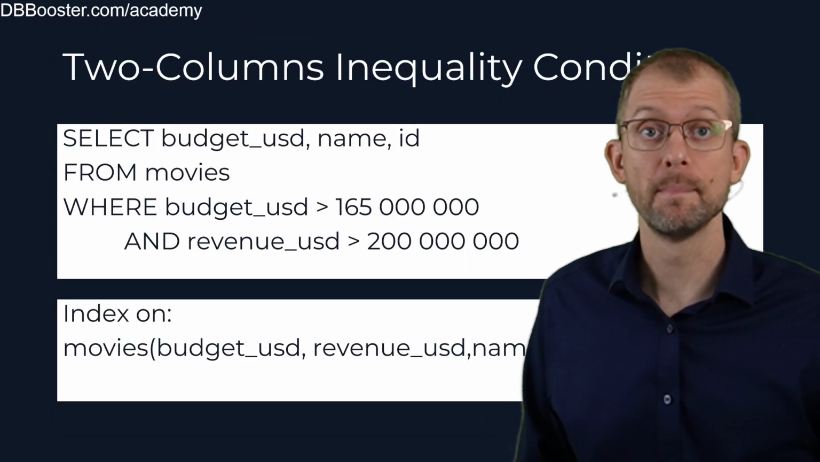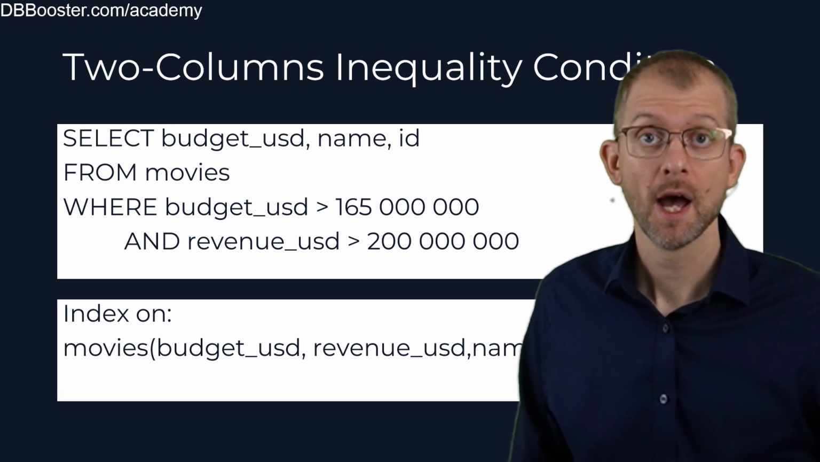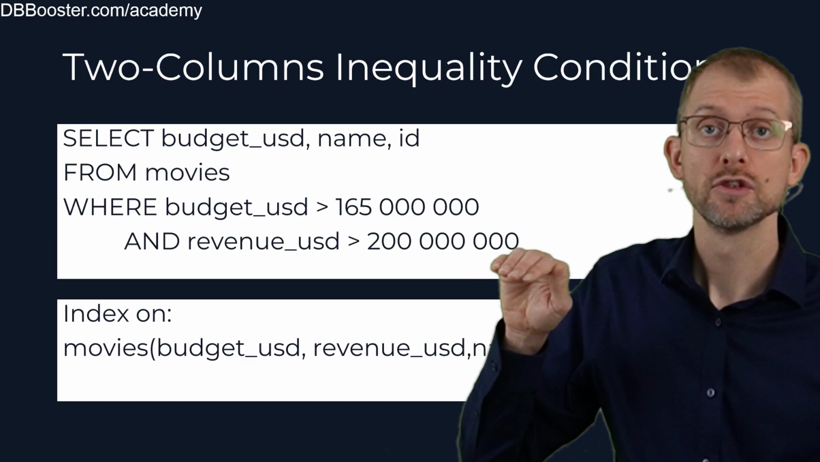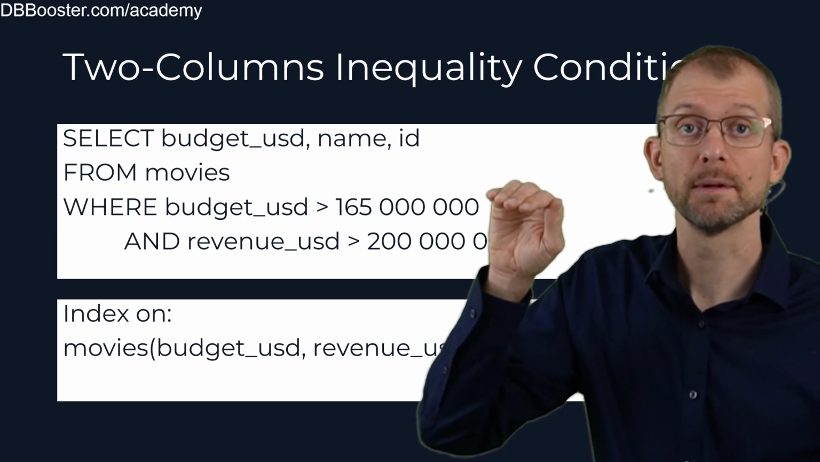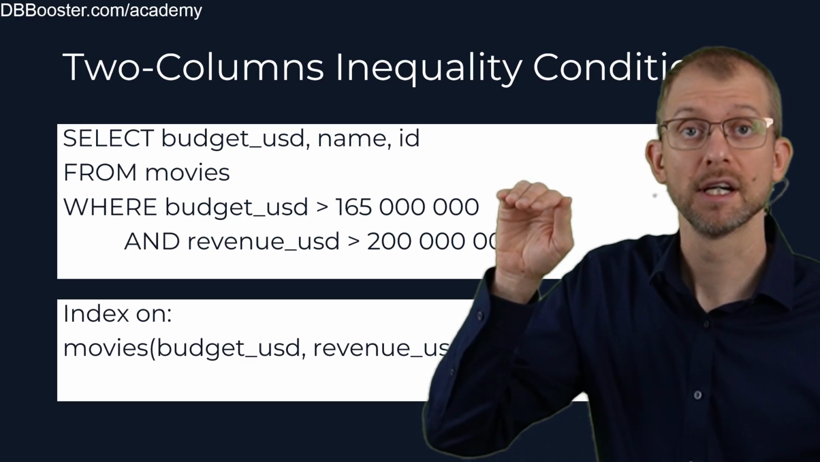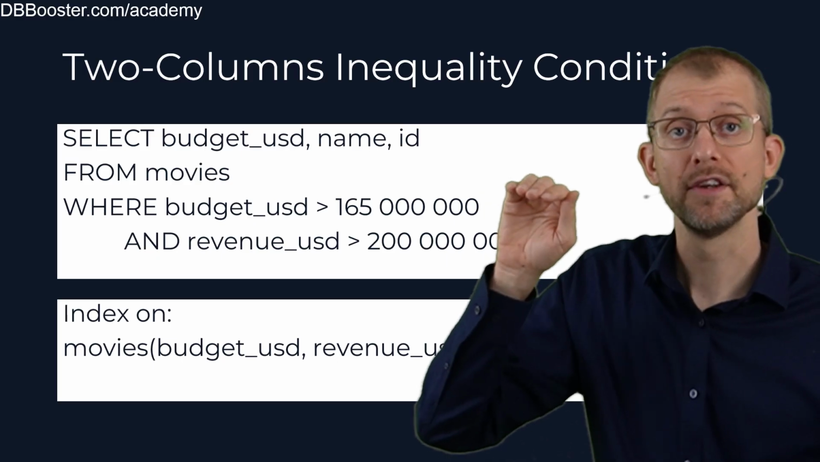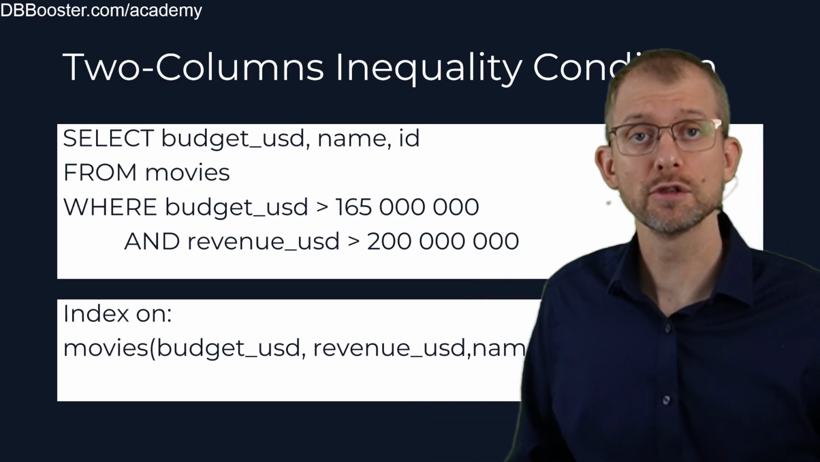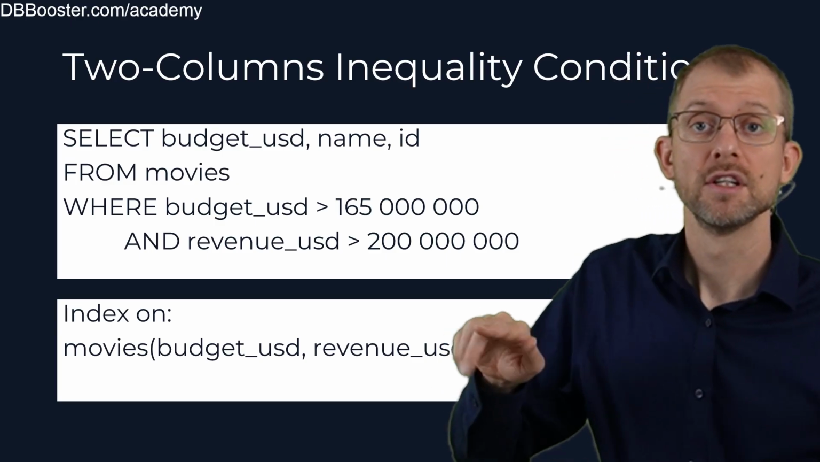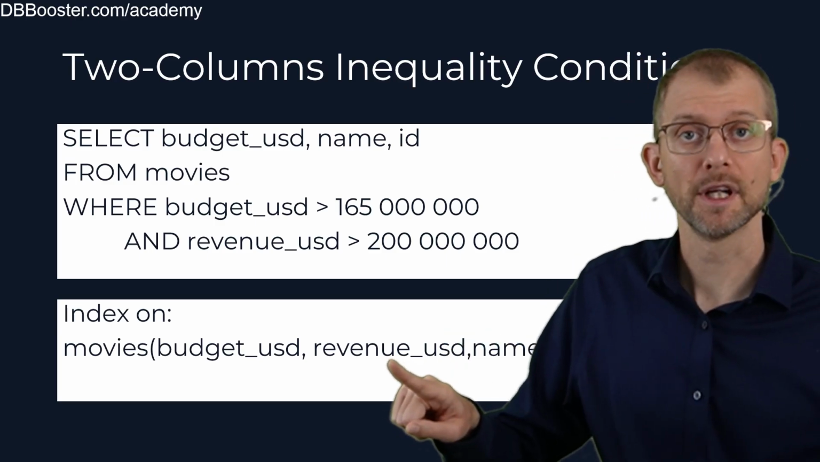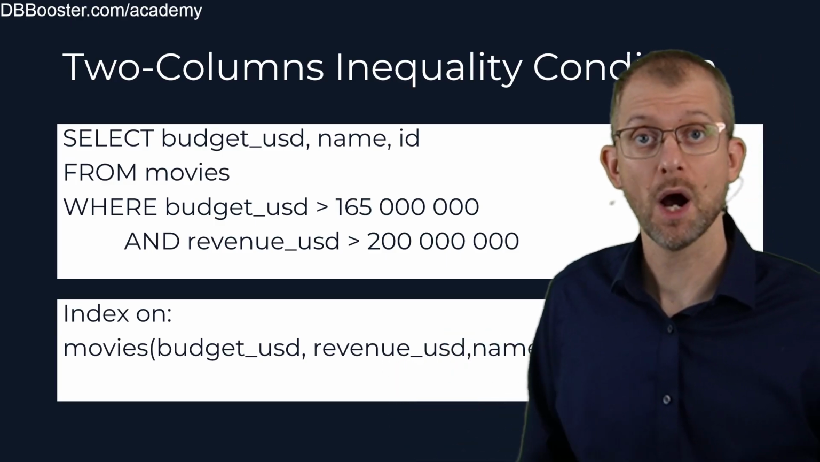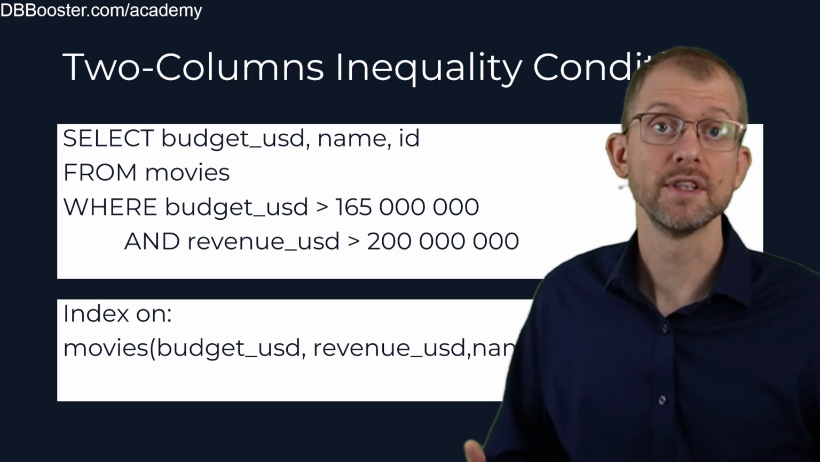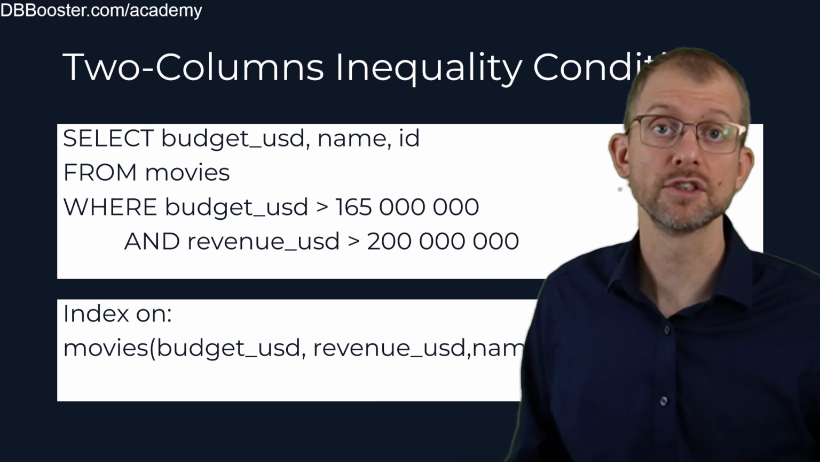Now let's make it a bit more interesting. I'll add another inequality, this time on revenue. So we are selecting movies where the budget is greater than 165 million and the revenue is greater than 200 million. I also added revenue as the second column in my index. Let's see how the database can use this index and what changes when we have two inequality conditions instead of one.